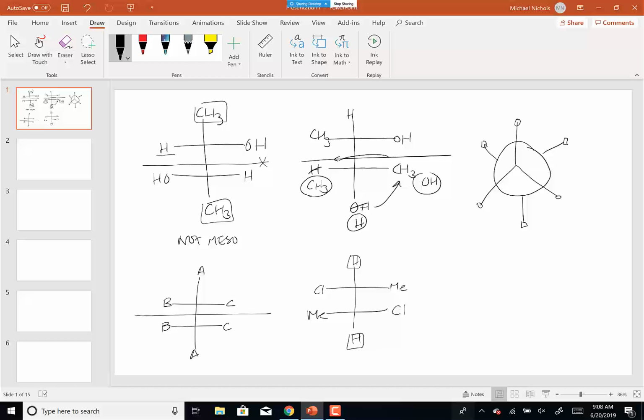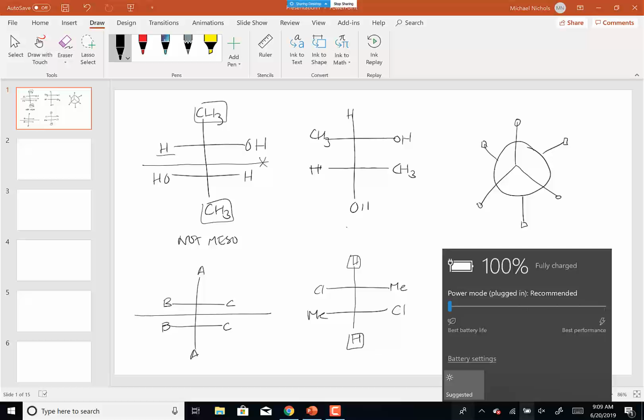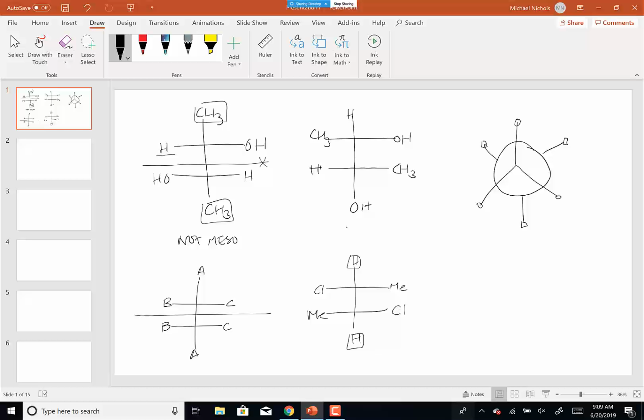So if we come to the one over here, the original starting point, none of those groups are lined up, so now we've got to try and line them up. We can line up any two groups we want. So we could say I want to line up the OHs. If I line up the OHs, let's bring this OH over here.